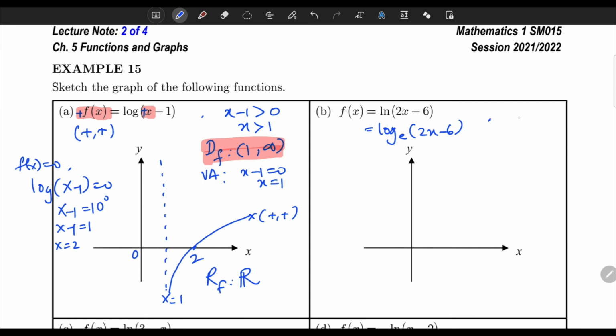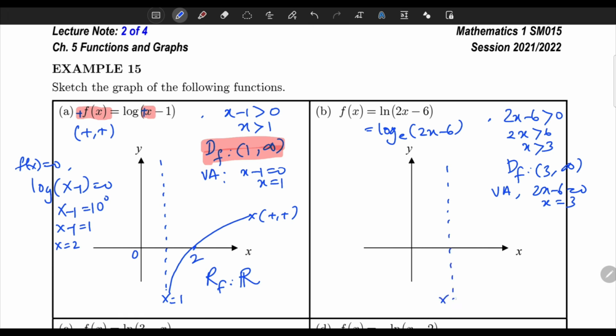So again, we would use 2x minus 6 greater than 0. So you have 2x greater than 6, so x greater than 3. So the domain of f will be 3 to infinity. Just write it out. Then for the vertical asymptote, 2x minus 6 equal to 0. So we end up with x equal to 3. So find your x equal to 3. This is x equal to 3. So this is your origin.